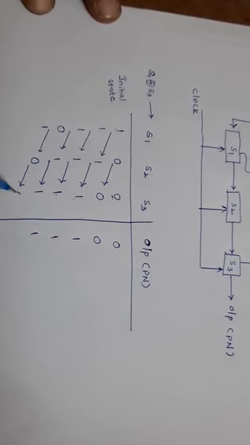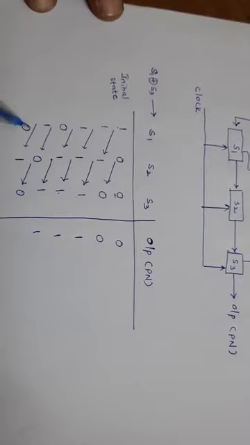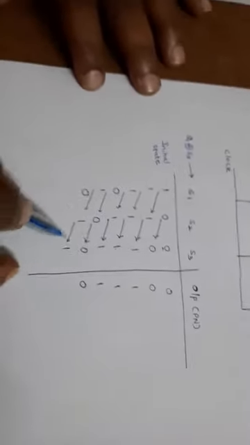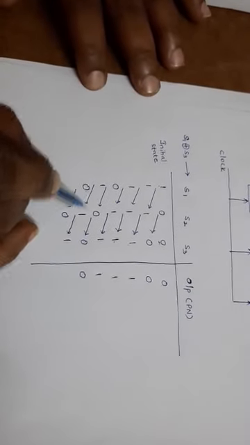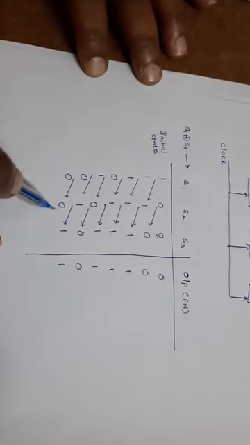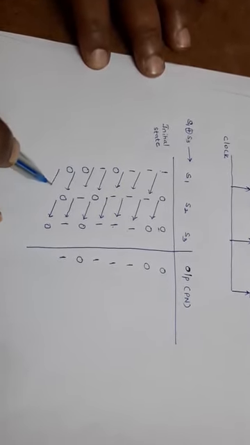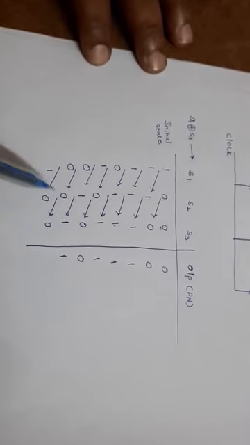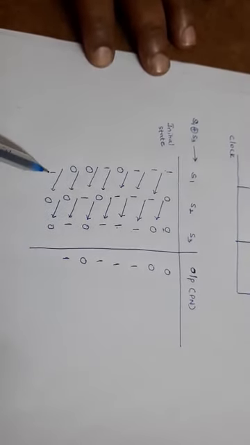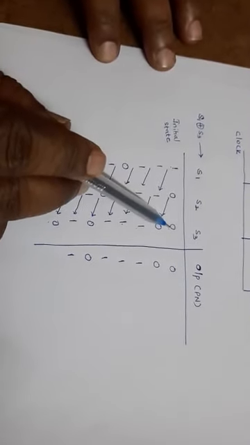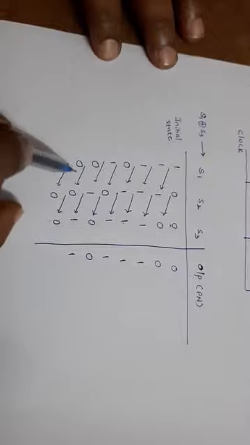Again I'm applying the clock. 0, 1, 1 XOR 1 is 0. In this state the output is 0. Again I'm applying the clock. 1, 0, 0 XOR 0 is 0. In this state the output is 1. Again I'm applying the clock. 0, 0, 1 XOR 0 is 1. Now observe here. This is the state I have here: 1, 0, 0, the initial state. It is repeating again, so we need to stop here.